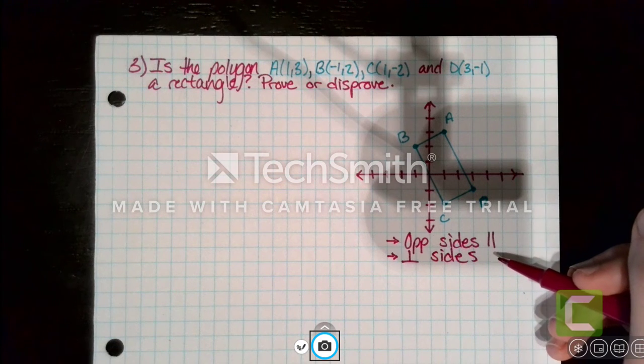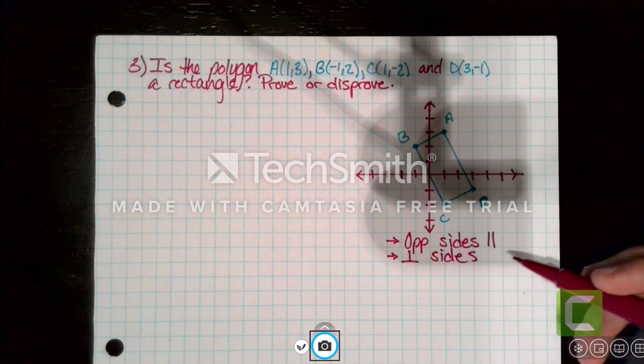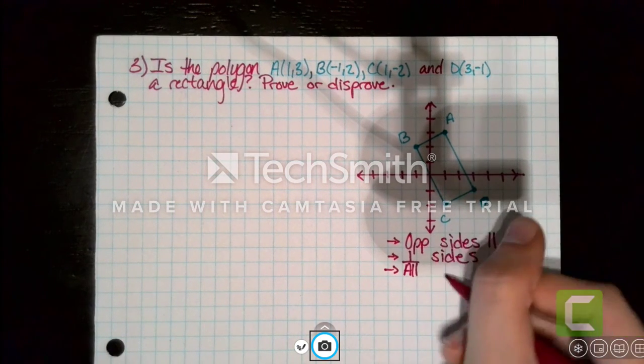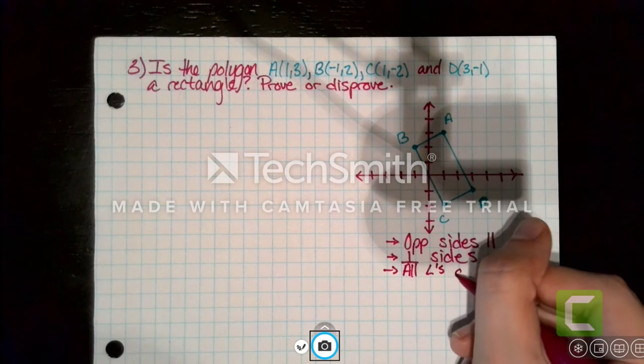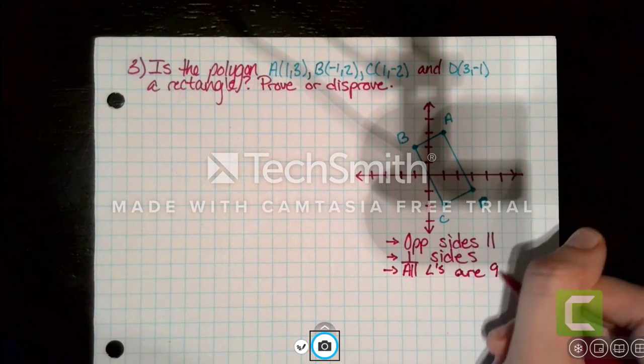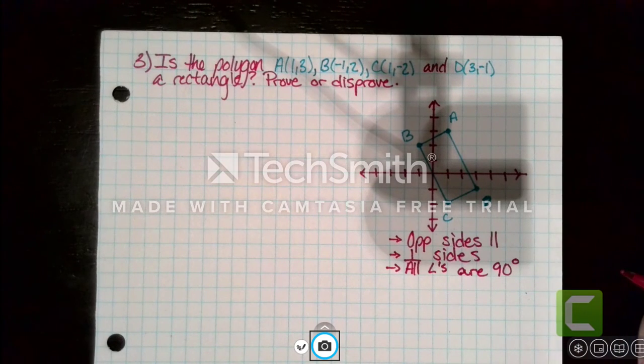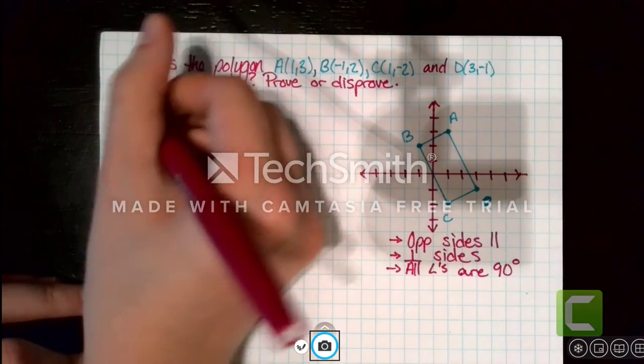Once we prove that we have perpendicular sides, we can prove one true fact about the rectangle that makes it unique, that all angles are 90 degrees. Once we prove all three facts, then we can claim that the shape is a rectangle. Let's start with our slopes.